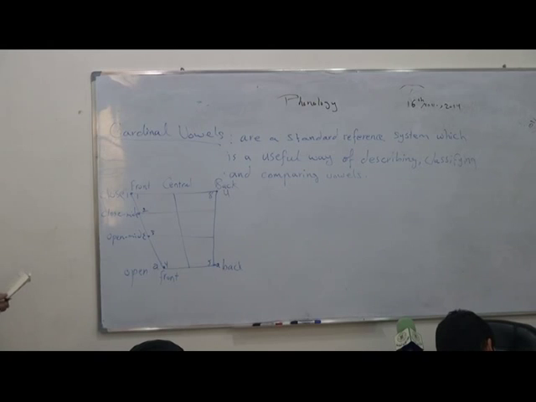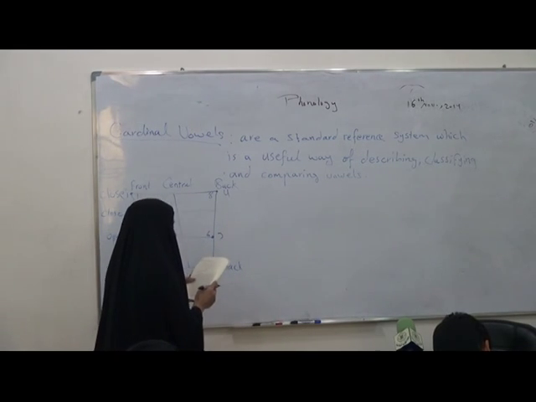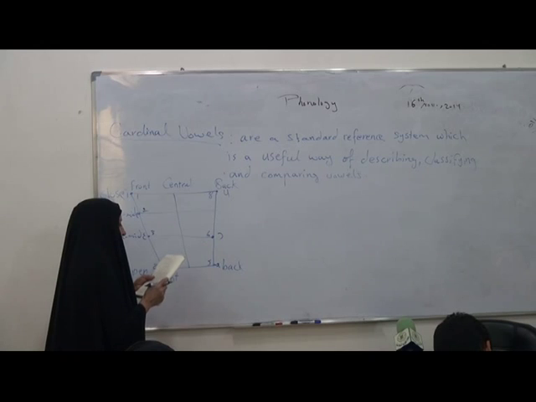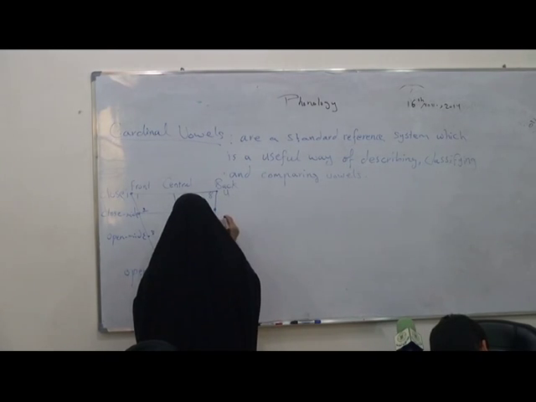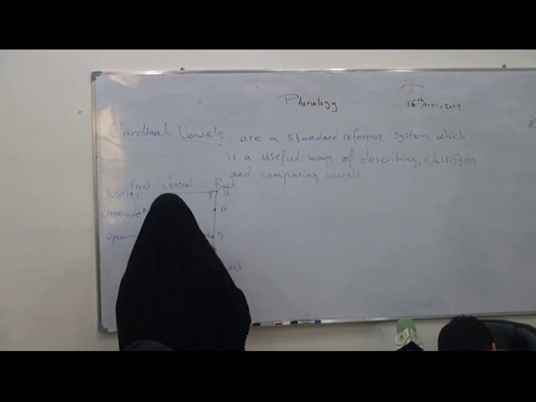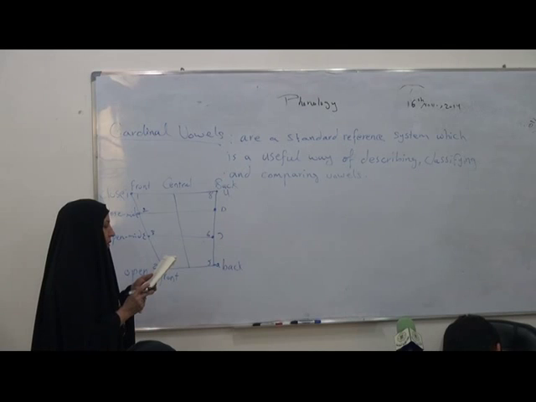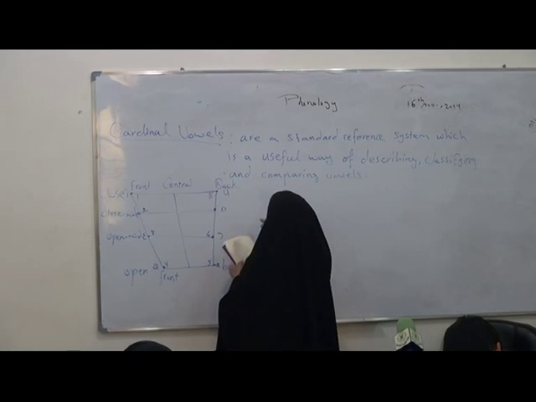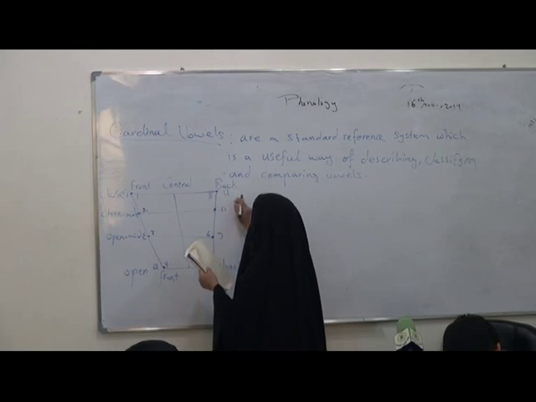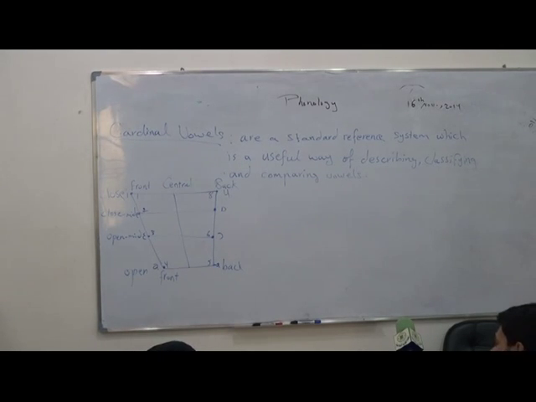Now what about O? Number 6. Back and open mid. Very good. Back and open mid. What about number 7? This is O. How can we describe it? Back and close mid. Yes, very good. And the last one is O, which is number 8, back and close. So this is everything about cardinal vowels.